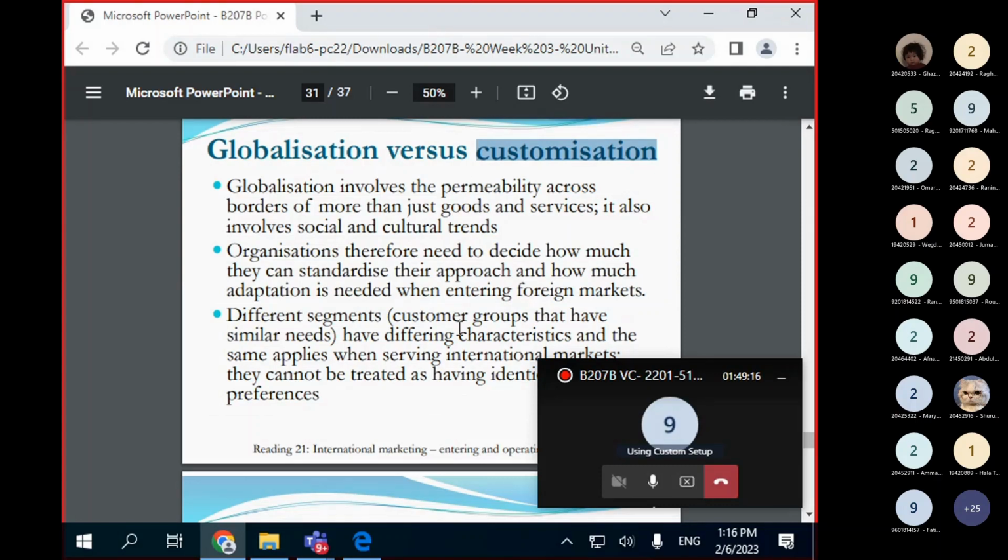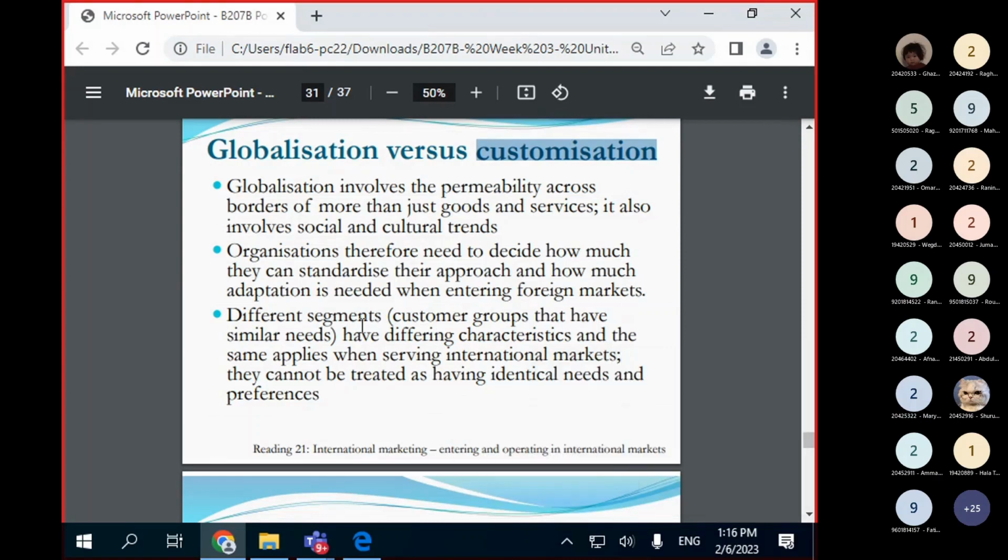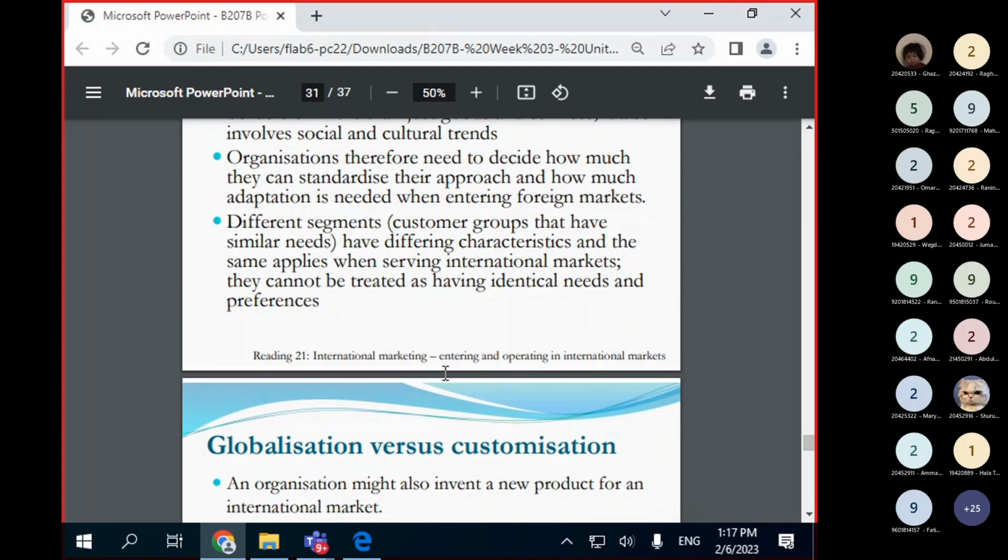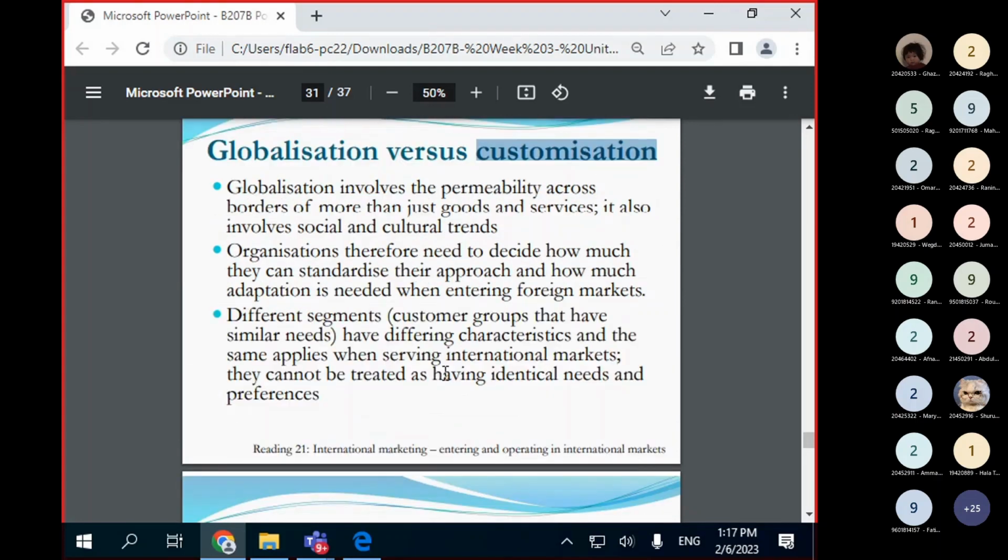So, different segments, customer groups that have similar needs have differing characteristics, and the same applies when serving international markets. They cannot be treated as having identical needs and preferences. They should be treated as having different needs and preferences, okay?